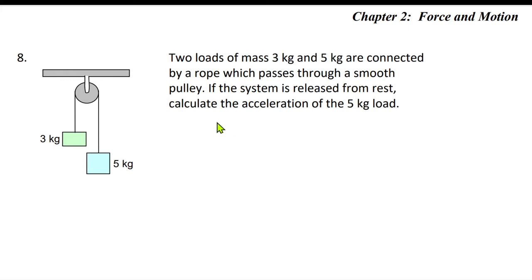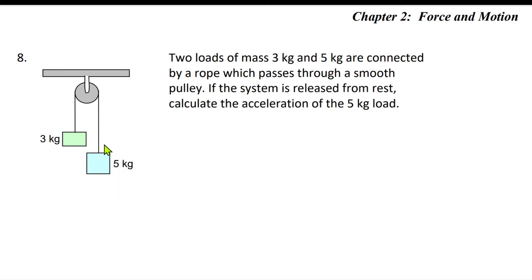So now you are given two loads of mass 3 kilograms and 5 kilograms connected by a rope which passes through a smooth pulley. The system is released from rest, and you are to calculate the acceleration of the 5 kilogram load. Alright, so I have a load of 3 kilogram on the left, and on the right I have 5 kilogram. To which direction do you think that this system will be moving? I believe you can answer that question very easily.